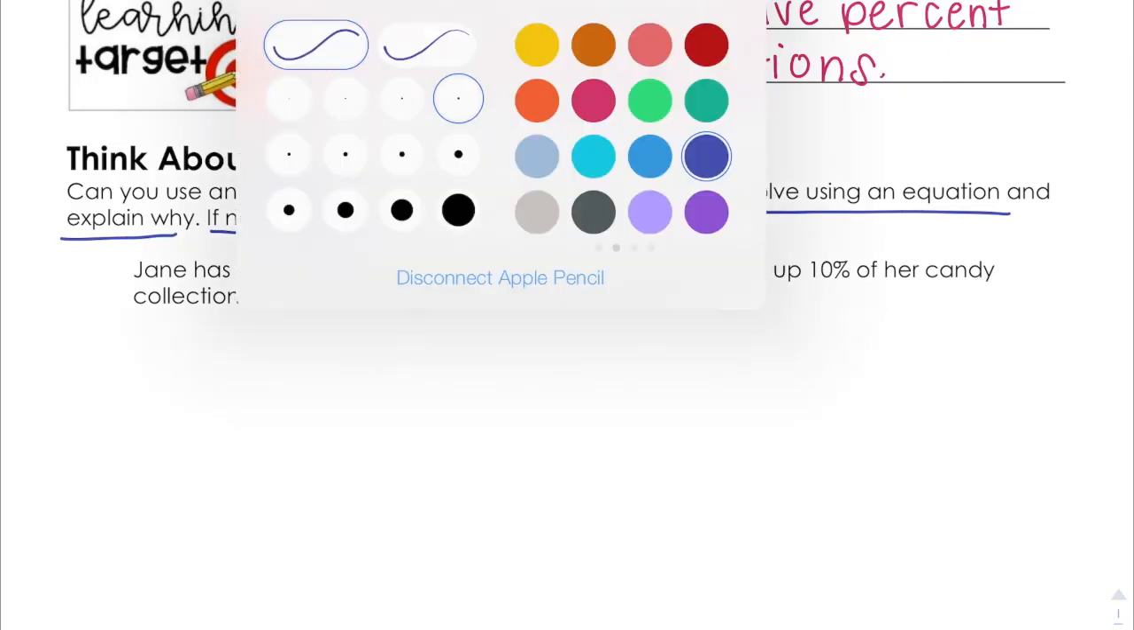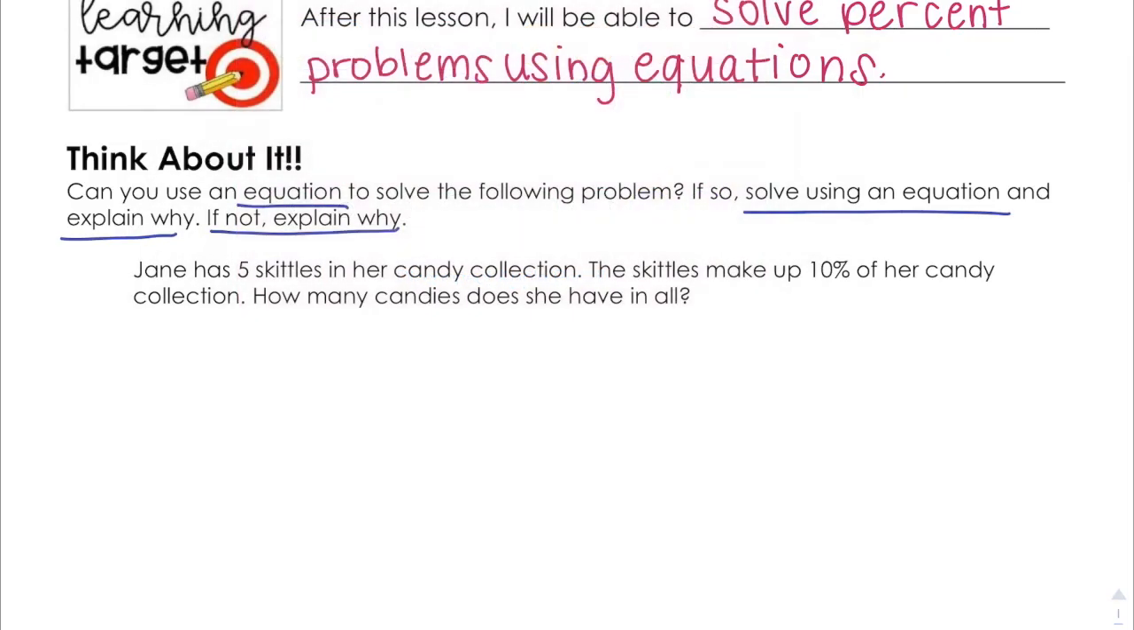All right, guys, we're back. So let's go ahead and work on this problem together. Jane has 5 Skittles in her candy collection. The Skittles make up 10% of her candy collection. So that's 10% of the total. Okay, and then it asks how many candies does she have in all?